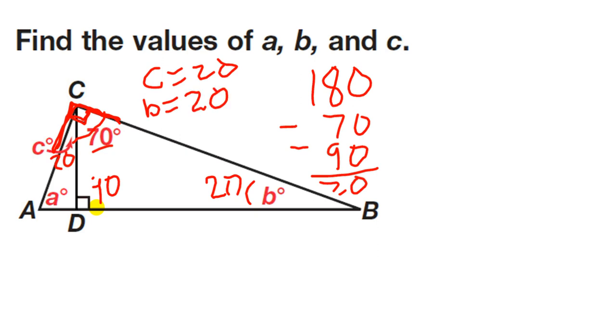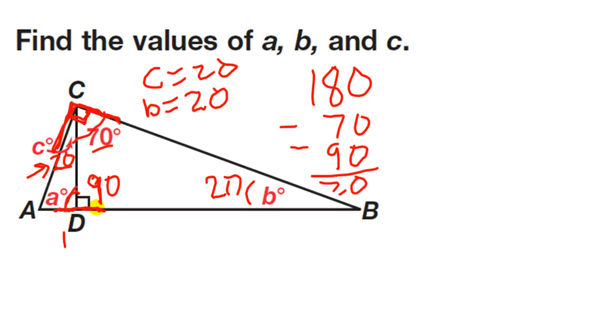And now we can find A. Because if you know 2 angles of a triangle, you can find the third. And we know this is 20. What about this one? Do you know? Well, look, that's a linear pair. We have a right angle on one side, 90 degrees, which means the other side is also 90.